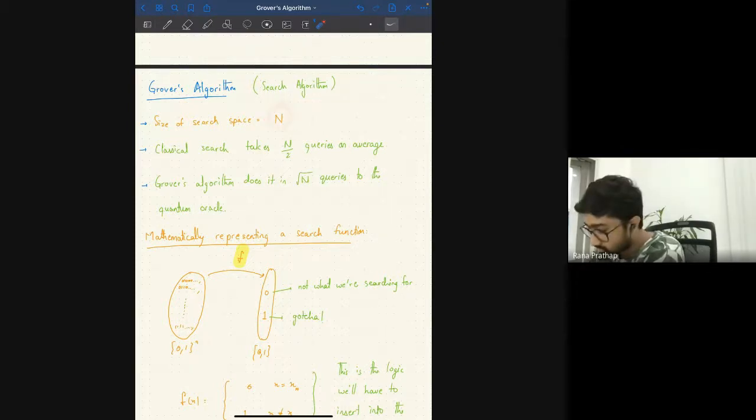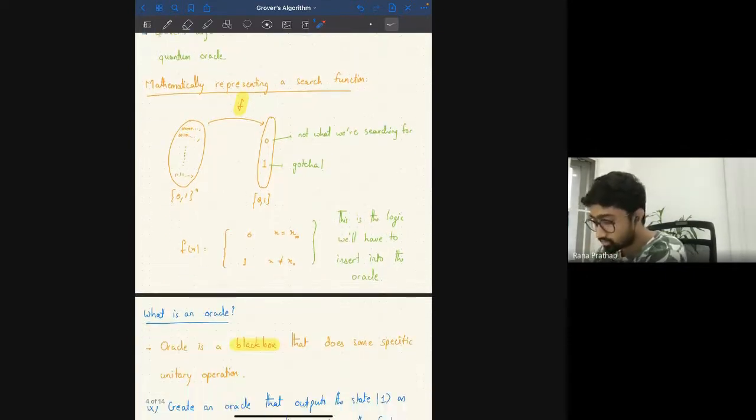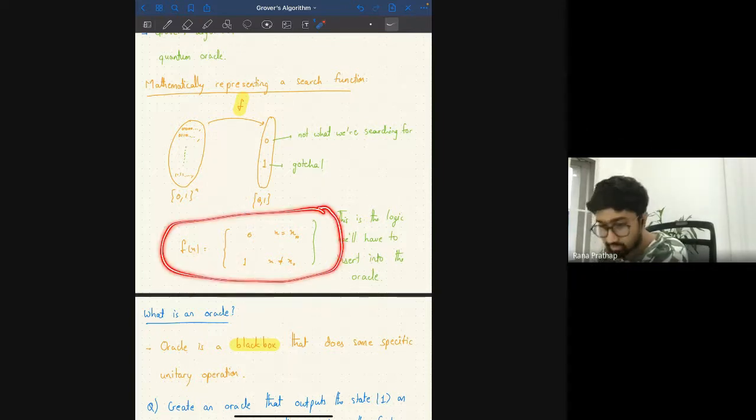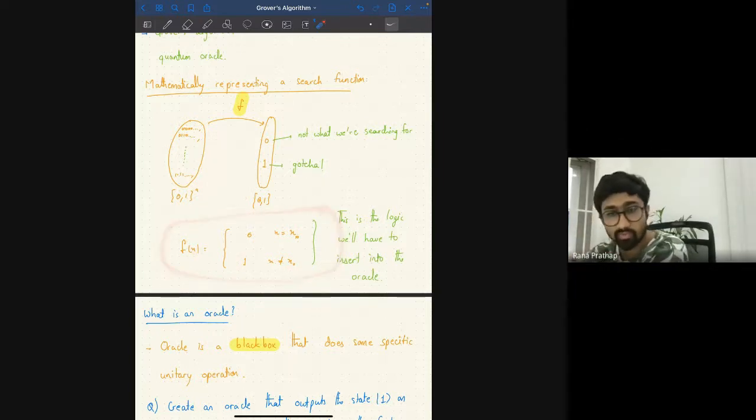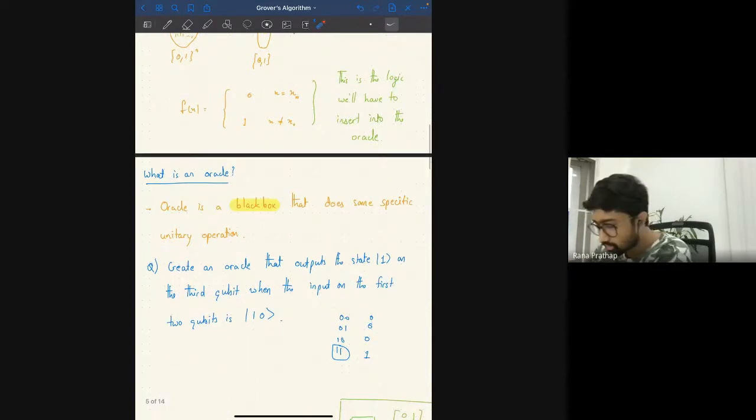Usually it'll take us n by 2 queries, but here it only takes us root n. And mathematically, how Grover's looks is there's some bit string, and there's only one specific bit string, x0, for which a specific function becomes 1. That's what a search problem is. But using Grover's, the function doesn't have to be like this. That means you don't have to search for just one value. You can search for multiple values at once as well. And we'll learn all about it.